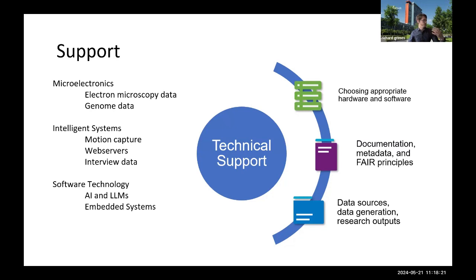So I've got some rather broad categories of different types of projects and data that we deal with. So microelectronics, of course, they deal a lot with very small microprocessors, so they'll have lots of electron microscope data. There might be some genomic data from the bioinformatics group. Different groups within intelligent systems will need access to interviews and to web servers for interaction with people about UI research. And software technology encompasses a lot of different software issues, such as AI and LLMs, etc.